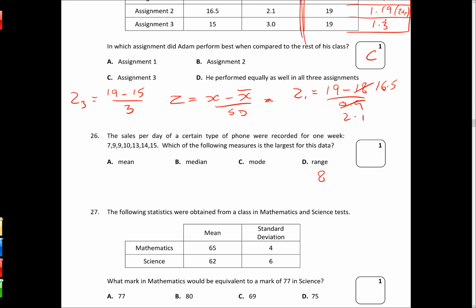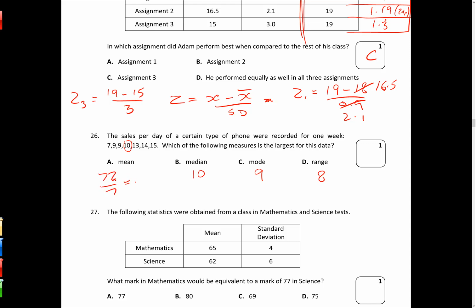What about the mode? Well, there's two 9s. Nothing else happened twice. The mode is 9. The median, well, they're in order, so let's just walk our way to the middle. 3 to the left, 3 to the right. The median is 10. We're getting bigger. What's the mean? Well, I'll just add them all up. I'll be lazy. 7 plus 9 plus 9 plus 10 plus 13 plus 14 plus 15 equals 77, divided by 7. The sum of them was 77.